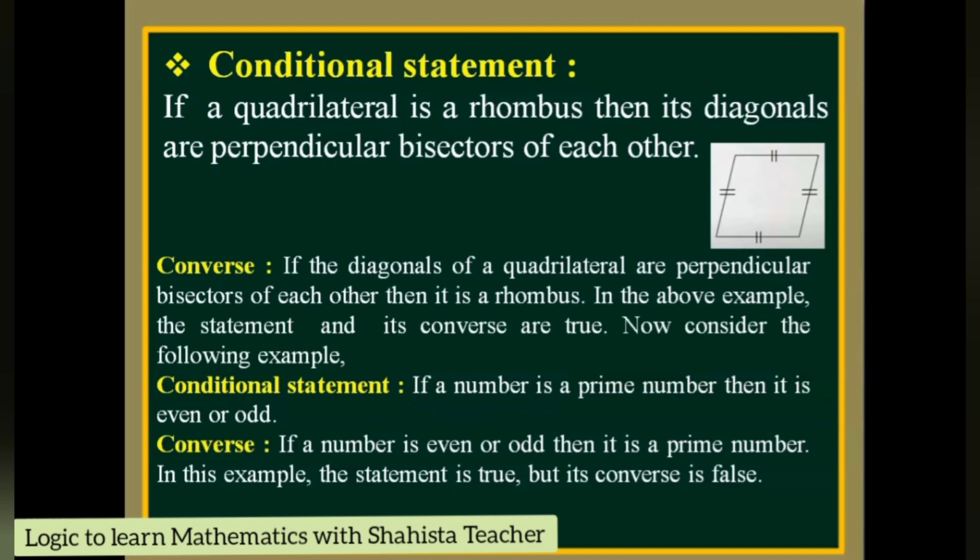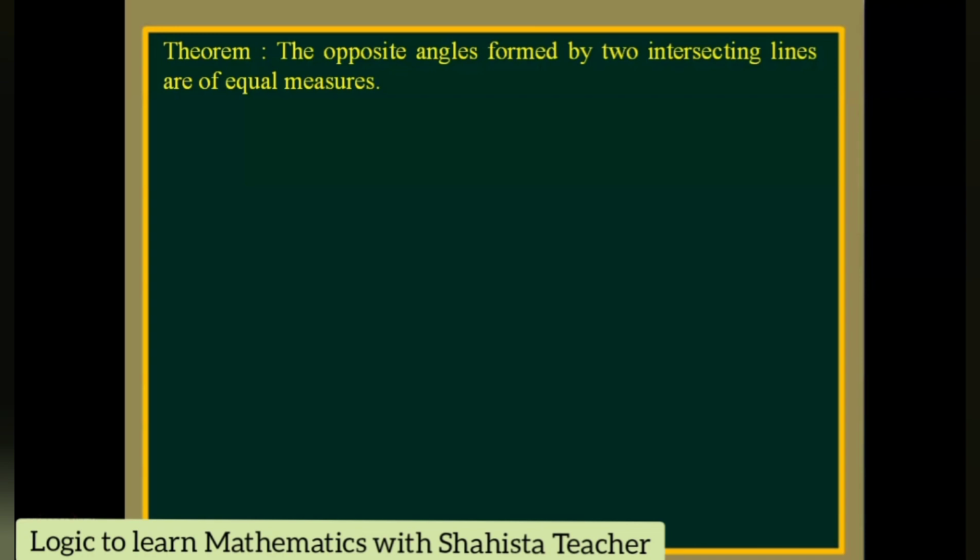Now students, after understanding conditional statement and converse, let us understand and solve this theorem. First, understand what a theorem is. A theorem means a property is supposed to be true if it can be proved logically. If it can be proved logically, then the statement is true.